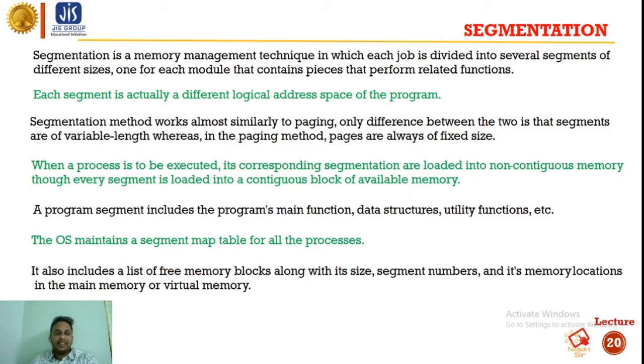The OS maintains a segment map table for all the processes, which is kept with the operating system. It also includes the free memory blocks along with their size, segment number, and memory locations in the main memory or virtual memory. So the OS maintains a segment map table for all the processes, and also a list of free memory blocks along with size, segment number, and memory locations in the memory or virtual memory.